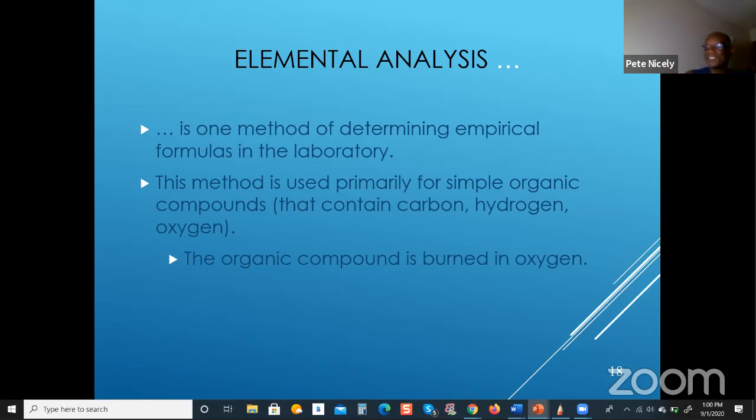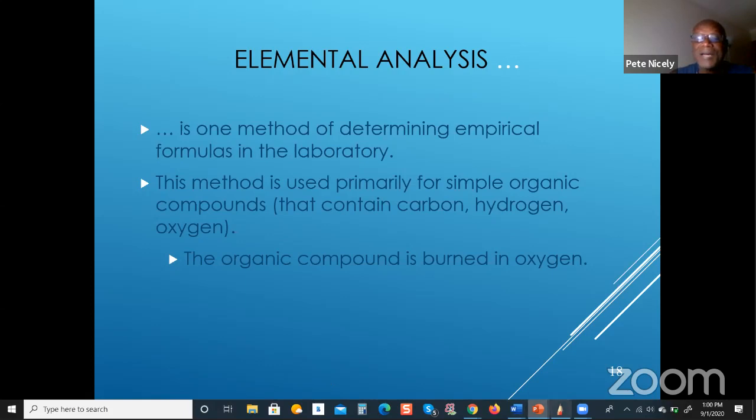Now, you should have learned in your introductory chemistry class that whenever you burn any organic compound in oxygen, the products will be carbon dioxide and water. Those will be the products.